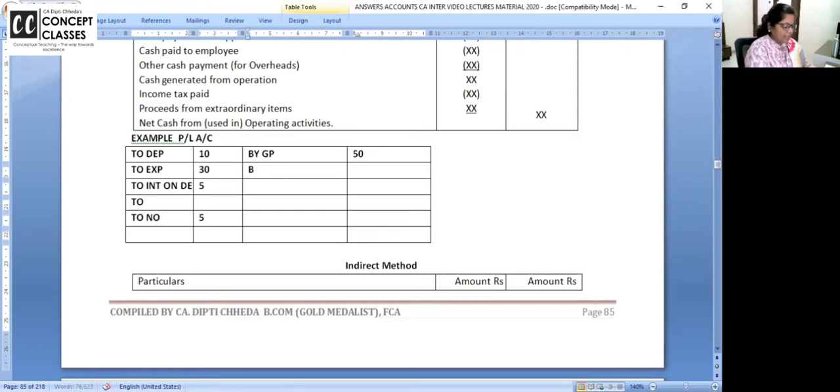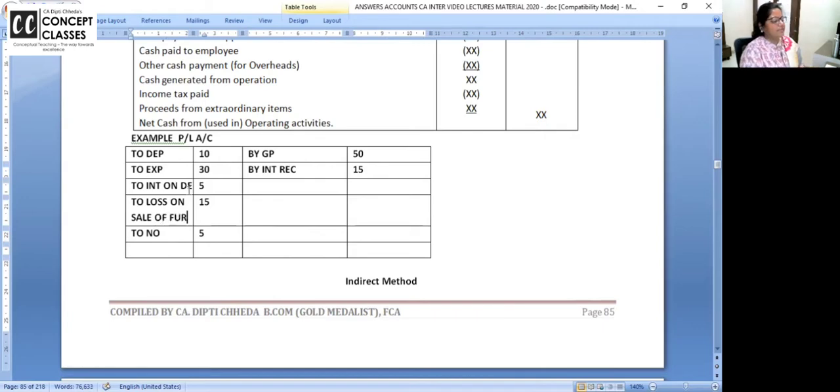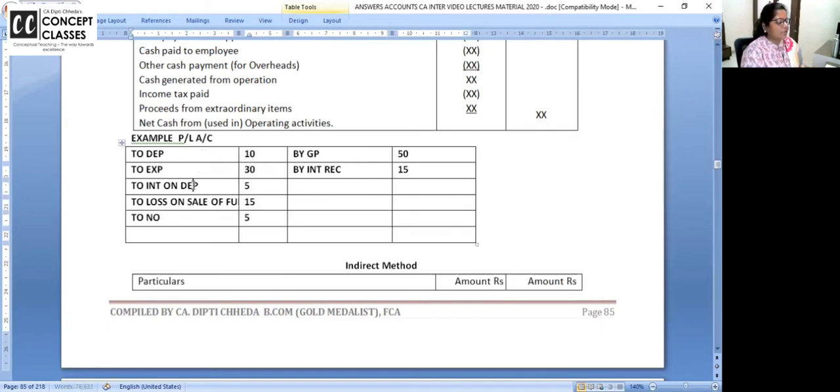And this side I am writing interest received also 5, and this side I am writing 15. Yes, it's a very nice concept, a gripping example, of why we are doing add and less. And this side let us write 15 as the loss on sale of furniture. Check whether it is all clear to all of you or not.